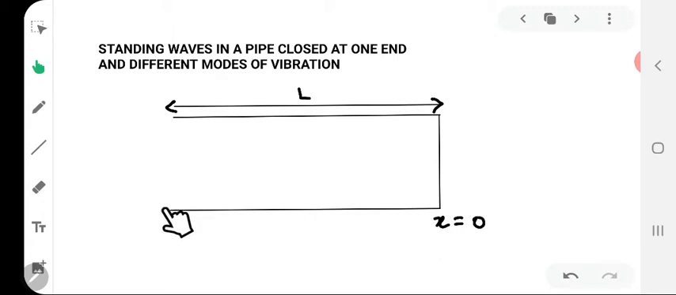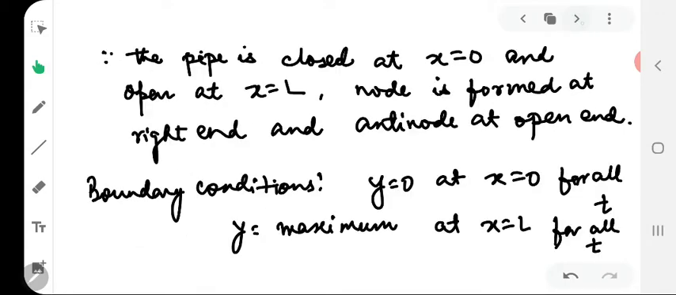So in the open end we shall be having an anti-node, that is the position for maximum displacement, and in the closed end we shall be having a node. A node will be formed at the closed end. So in this manner we can get the boundary conditions. So y is equal to 0, that is for node at x equal to 0, and y is maximum at x equal to L.